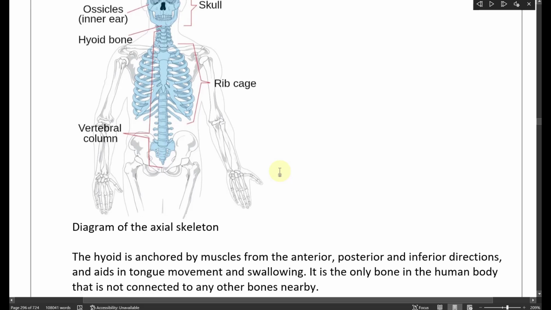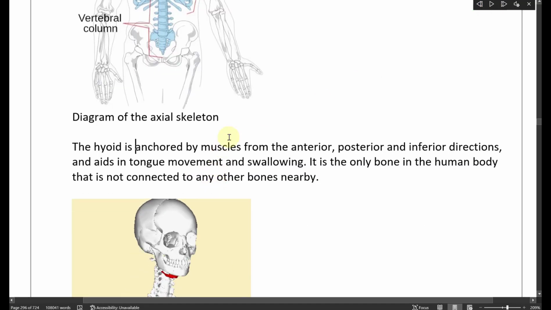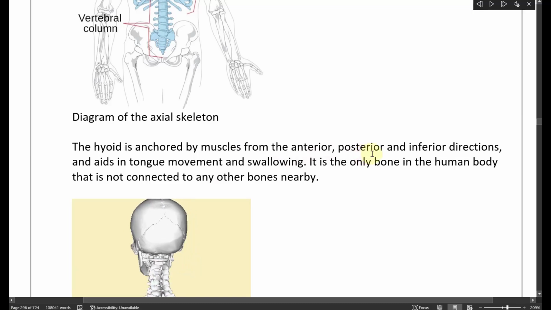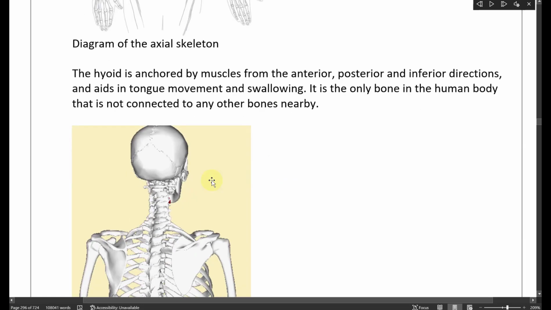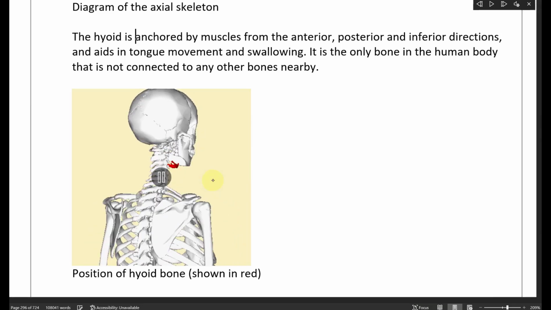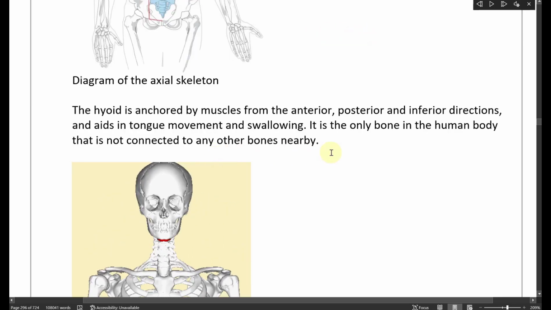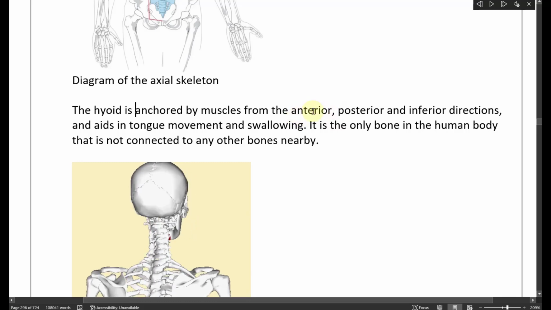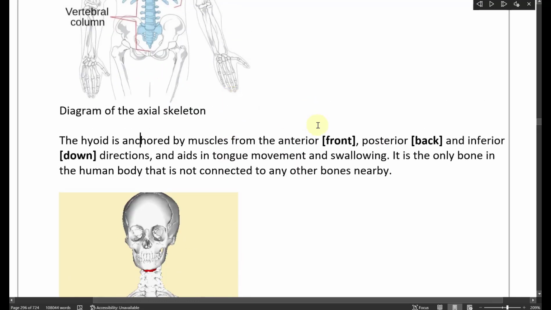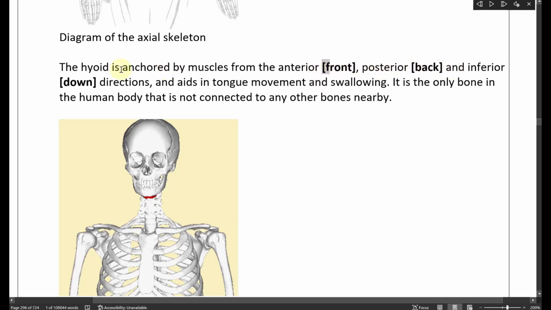Let's continue further. The hyoid is anchored by muscles from the anterior, posterior, and inferior directions and aids in tongue movement and swallowing. So you have this hyoid bone right here. It's pretty much in the air, away from other bones, but connected with muscles from the front, sides, and back. Here I just quickly added that anterior is the front, posterior is the back, and inferior is the downward direction.